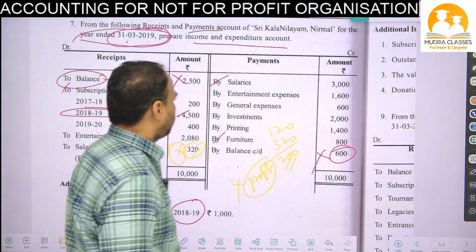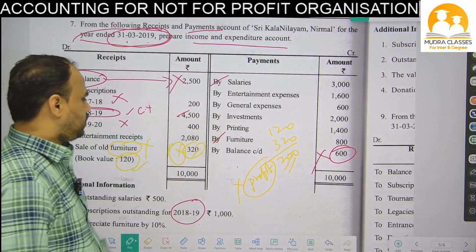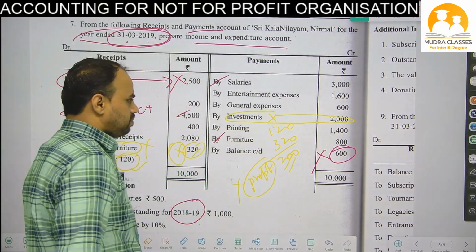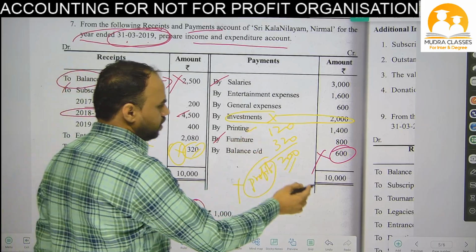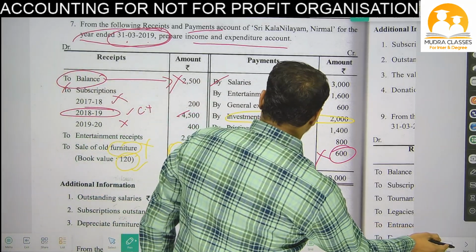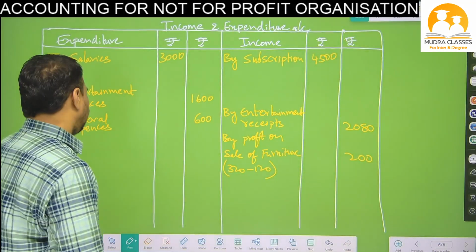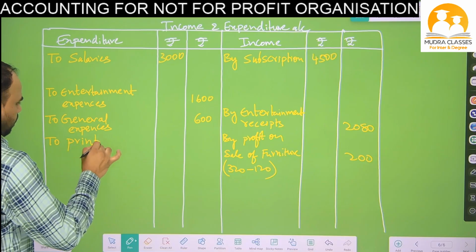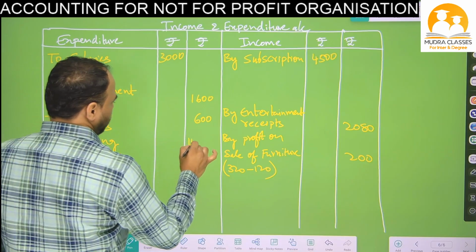Next one given, investments. Investment is an asset, so we will not write it in the income and expenditure account. Next, printing given. Yes, we will write printing, amount 1400, it is a regular expenditure. To printing 1400.